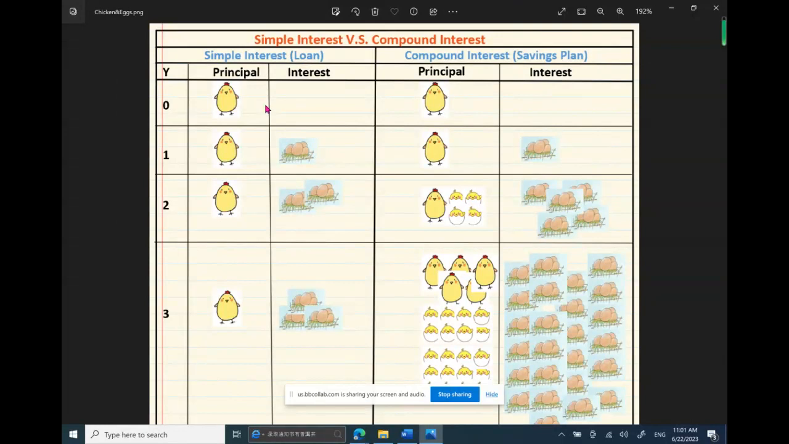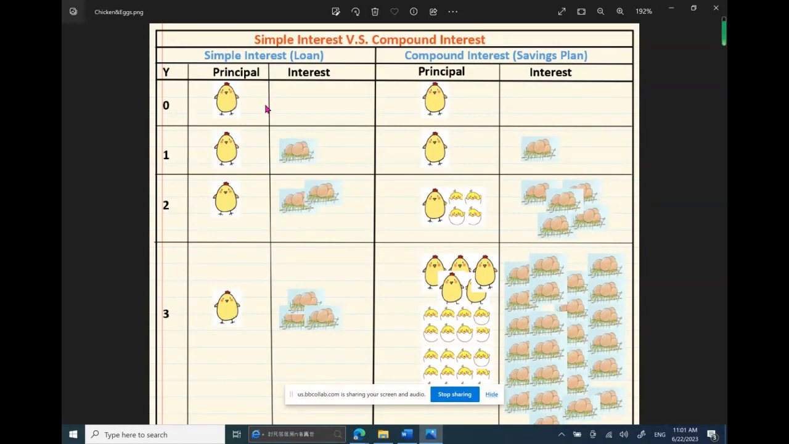For example, you need to borrow, for convenience, let's say $100, and the annual interest rate is 5%, also for convenience. Then that means every year you would have to pay the lender $5 for the cost of the loan. 5% times 100 is $5. So every year you owe $5.